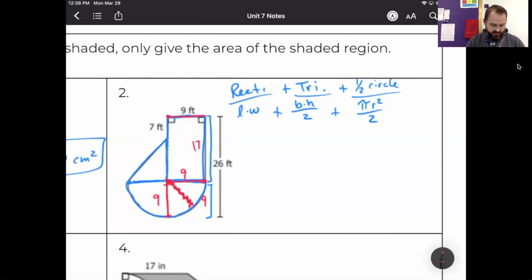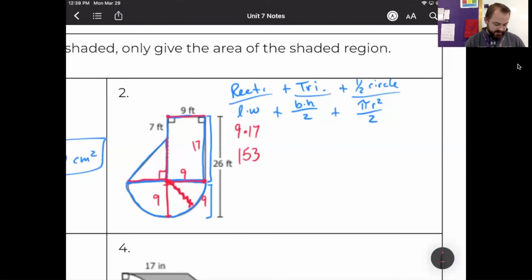So the area of a rectangle is going to be 9 times 17. And now I can move on to the triangle. Let me simplify that first. 9 times 17 is 153. So the area of the rectangle is 153. Now let's look at our triangle. This can be my base and this can be my height because they are perpendicular to one another. They're at a right angle.